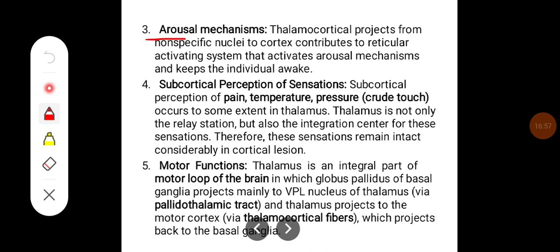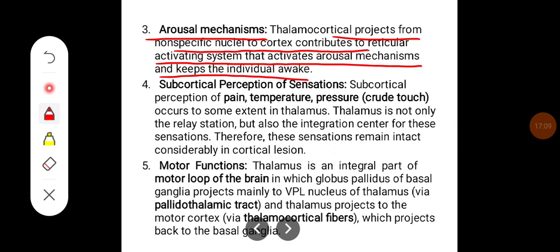It is involved in arousal mechanism. Thalamocortical projections from non-specific nuclei to the cortex contribute to the reticular activating system that activates arousal mechanisms and keeps the individual awake.